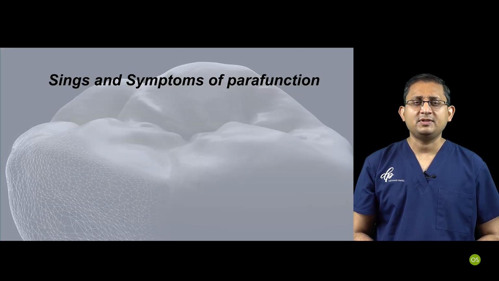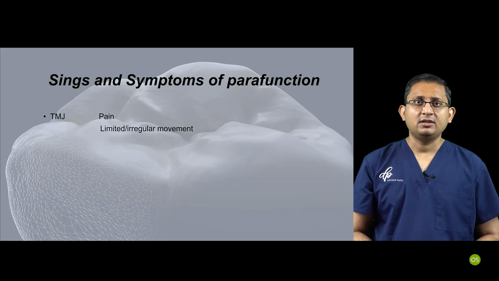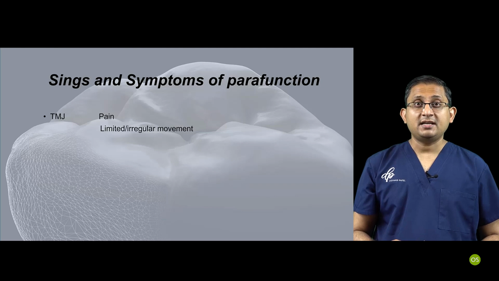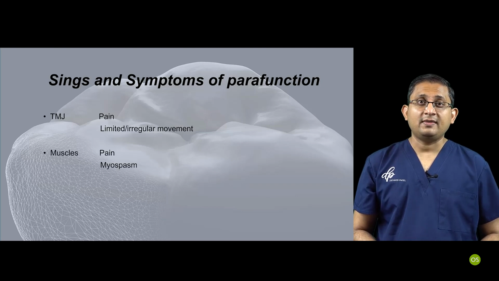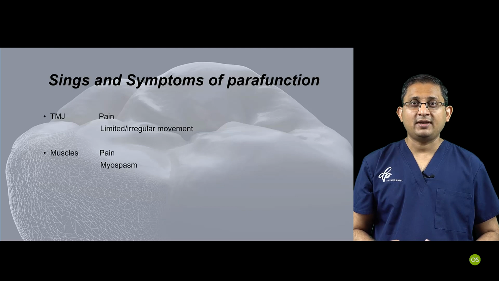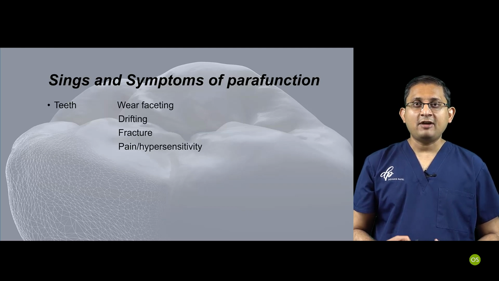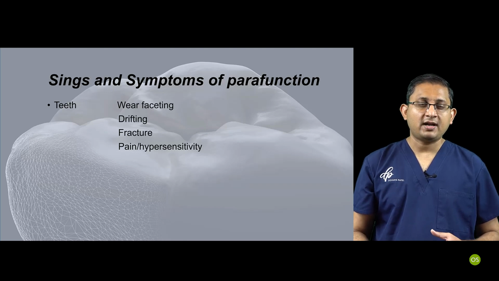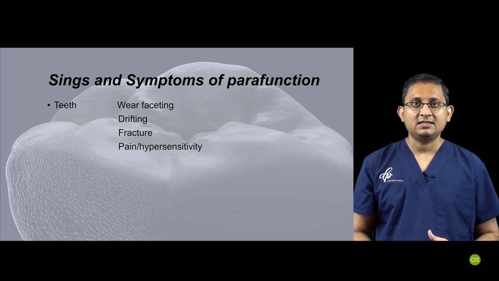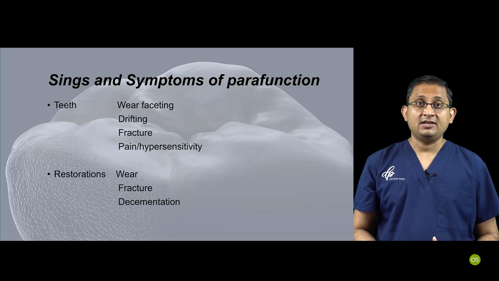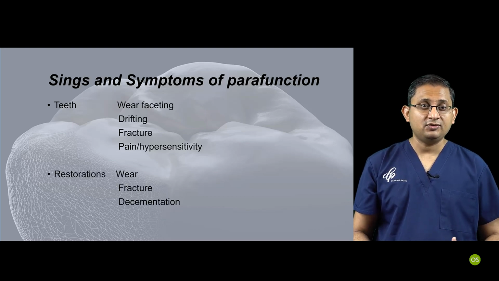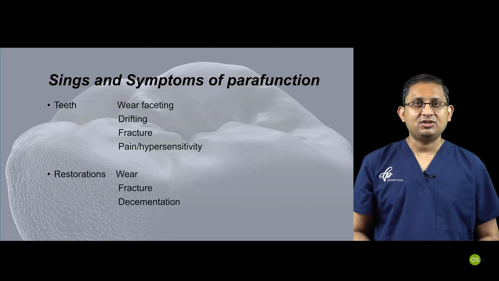So what are the signs and symptoms of patients who are parafunctioning? If you look at the TMJ, you have pain and limited mouth opening. If you look at the muscles, again, you can get pain or you can get myospasm. Intraorally, you can see wear facets, drifting, fracturing, pain, and hypersensitivity of the teeth which is not settling with normal common treatments. Or if you put in any restoration, or with previous restorations, again you see fracture or decementation of the crowns.